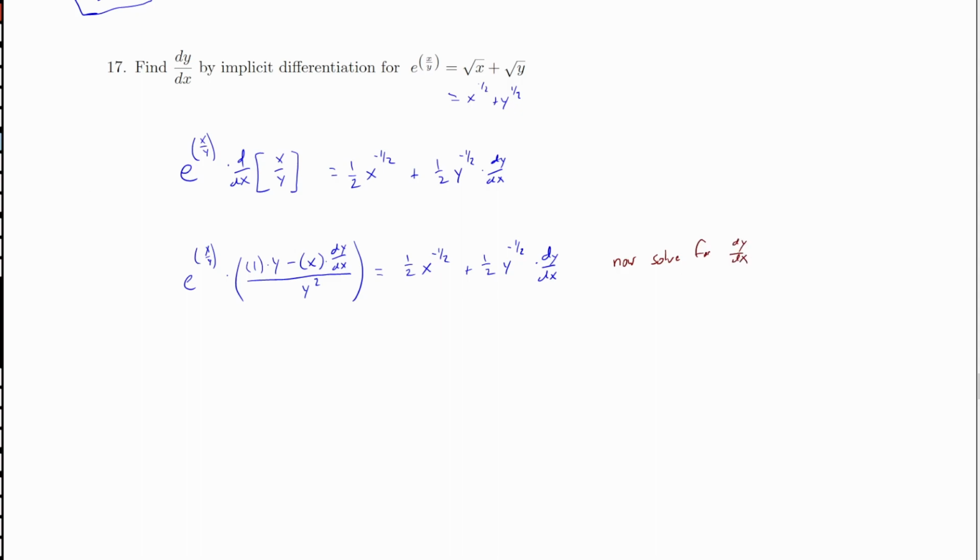I'm going to take this e to the x over y and distribute it. I'm going to do the same thing with the y squared and break the one fraction into two. So we have e to the x over y times y over y squared, minus x over y squared, e to the x over y, and then the dy/dx. The right-hand side I'm not really doing anything with yet.